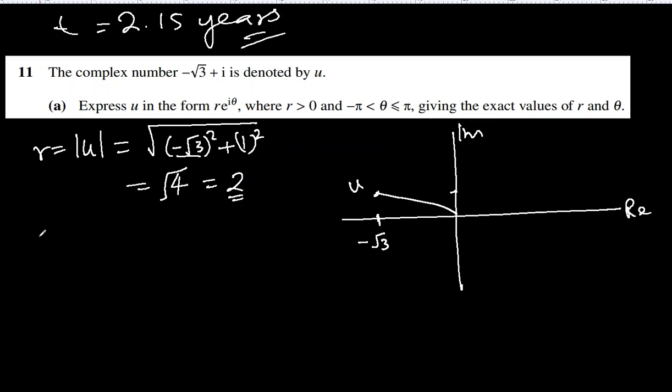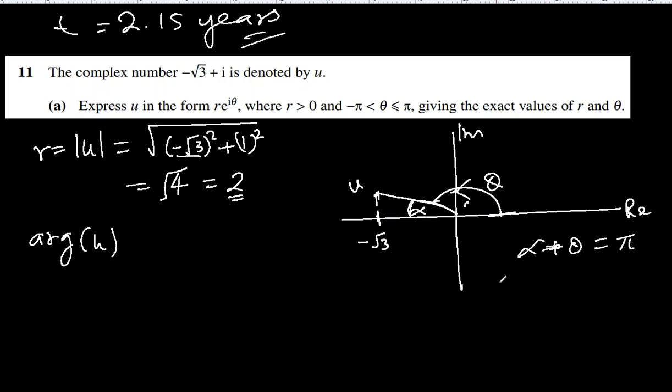What about the argument? Theta. This will be theta. Okay, it always starts from this half line and goes counterclockwise to this line. So it is difficult to find this angle, so it's better we find this angle, this one, and we subtract it from positive pi. And this angle, let's call this alpha. So alpha plus theta equal to pi.